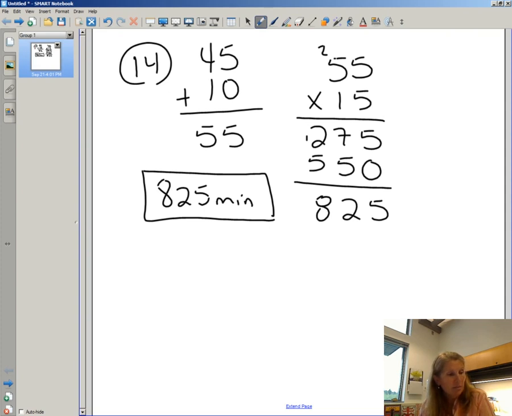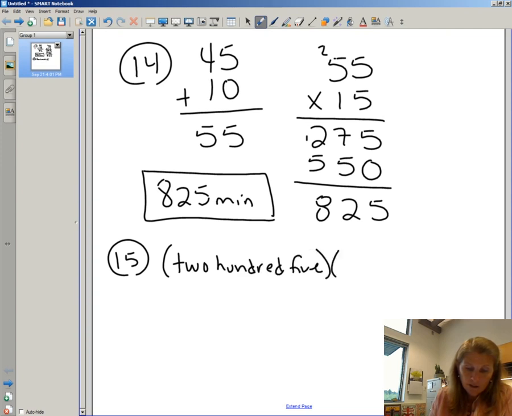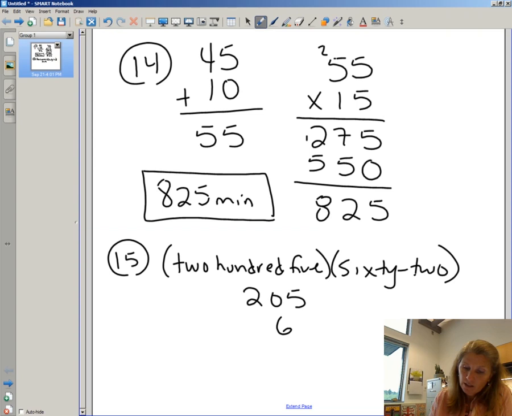Okay, the last part asks you to find the product, and they wrote the problems in a different format. So for number 15, I'm going to change it a little bit, but this is how it looks, something like this. It has something like 205 and then 62. And it asks you to write those in standard notation and find the product. 205 looks like this. 62 looks like that. And the product means to multiply.